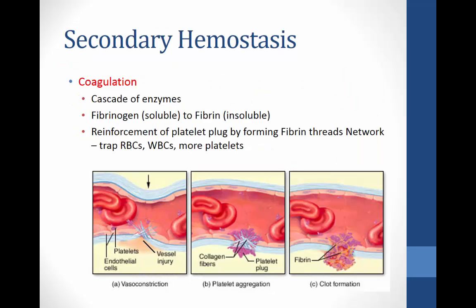During secondary hemostasis, coagulation is the first step of this process. During coagulation, there is a cascade of enzymes including fibrinogen, which is soluble, and fibrin, which is insoluble. These fibers reinforce the platelet plug by forming fibrin thread networks. These networks work in much the same way as a spider web to trap red blood cells, white blood cells, and more platelets.